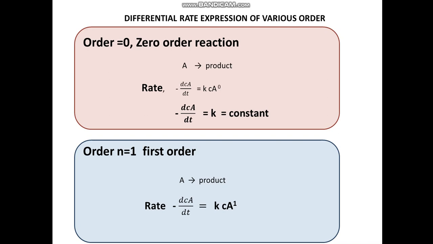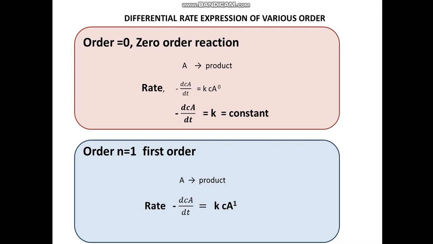That is, minus dCA by dt becomes equal to K into CA raised to 0. Any quantity raised to 0 is unity. Therefore, minus dCA by dt is equal to a constant K. That is the differential rate expression for a zero order reaction.